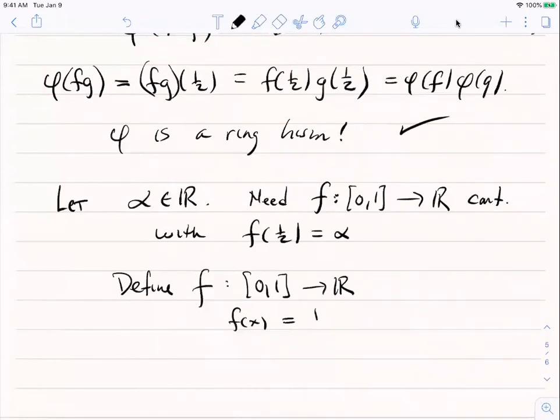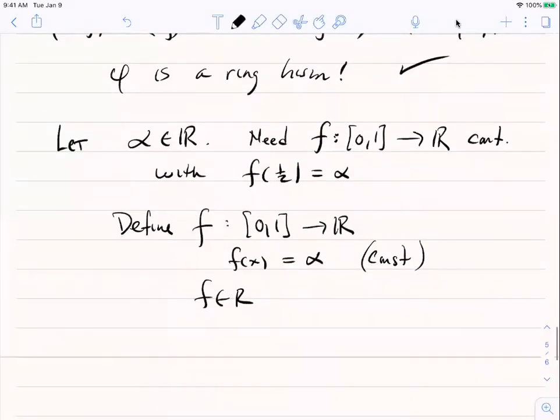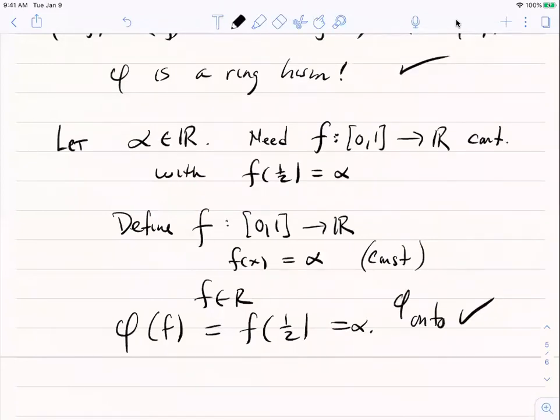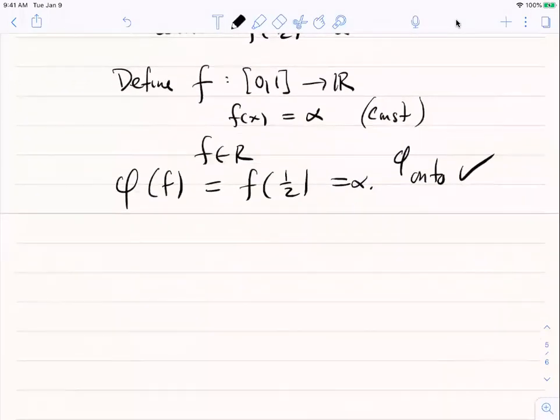Getting tired here, long day. F of anything is alpha. I'm going to take a constant function. Constant functions are continuous. So f is an element of R. What's phi of f? Well, it's f of 1/2. It's alpha. So phi is onto. Step 2 is done. No, this is the last example, so I can make the video a little longer and write it carefully. Phi is onto. Last thing to do is calculate the kernel.